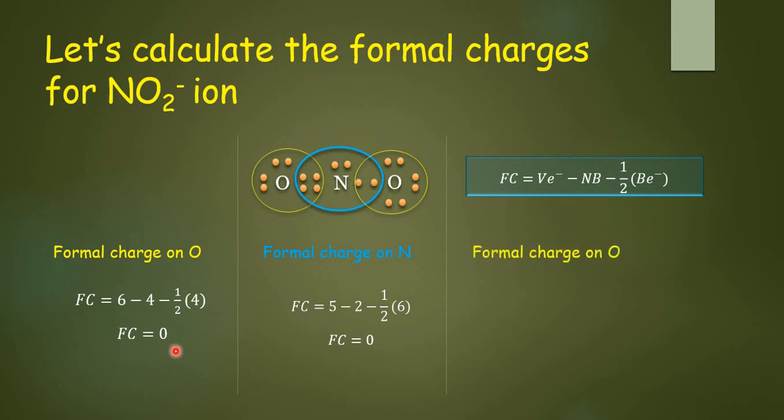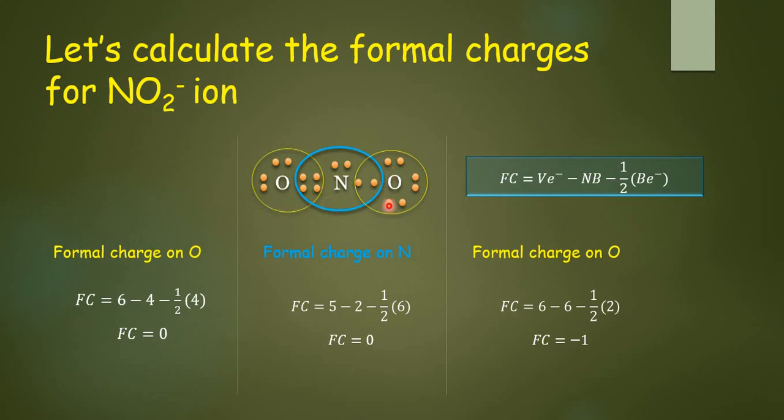Now calculate the formal charge on the oxygen placed right to the nitrogen. The total valence electrons of oxygen is 6 and there are 6 non-bonding electrons and 2 bonding electrons. So you will get the equation 6 minus 6 minus 1 by 2 multiplied by 2. And on calculating, you will get formal charge equal to minus 1. That means this oxygen carries the negative charge in the NO2- ion.